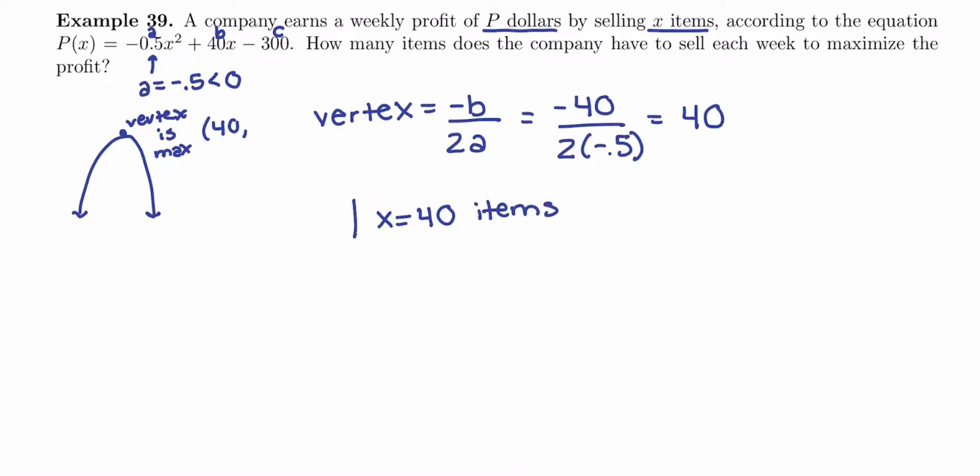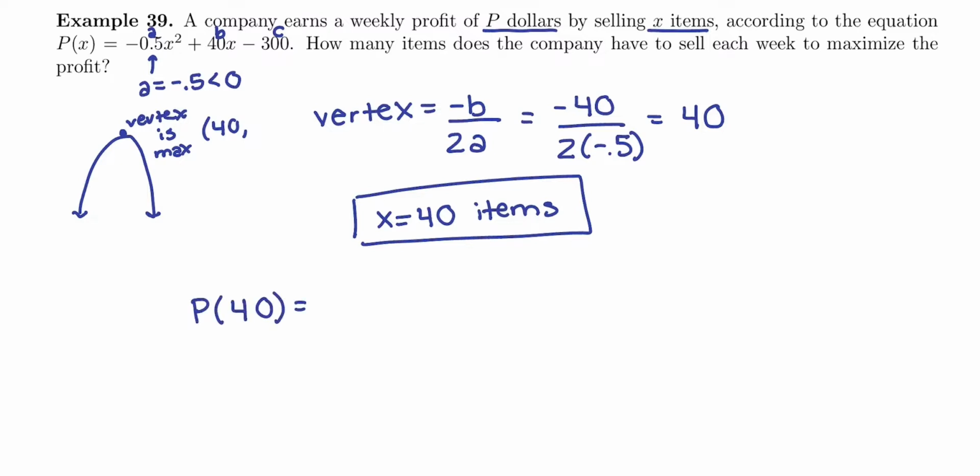items. It doesn't say we have to find the y value of the vertex, but of course, if you tell a company, hey, you should make 40 items for your max profit, what's their next question going to be? It's going to be, well, what is our max profit going to be? So if you're asked to find not just the number of items to sell, but also what the max profit would be, you'd replace your x's with 40s in parentheses.